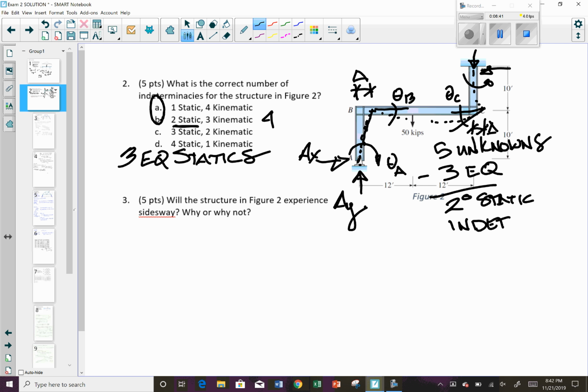So if you selected A or B, let me know. I marked off for this one. It should be 2 degrees static, 4 degrees kinematic. If you got that far, you know that you have side sway in here. So with side sway, your answer for this one is yes, you will have side sway.